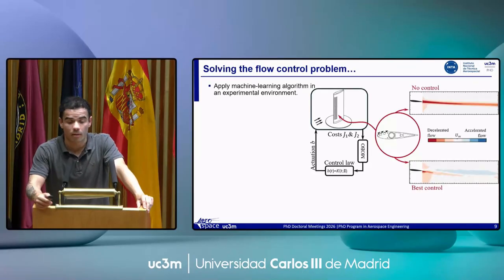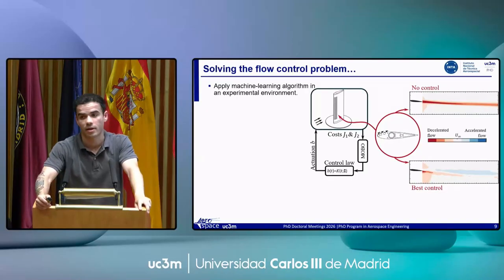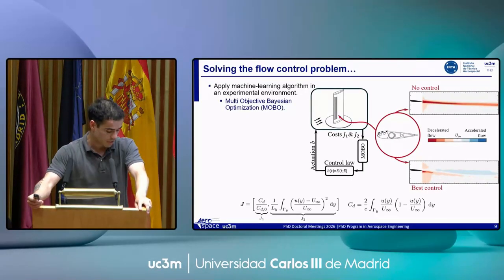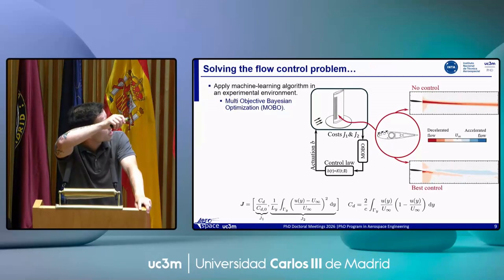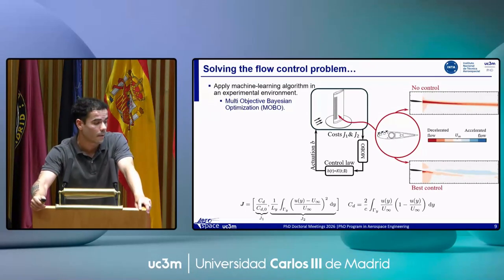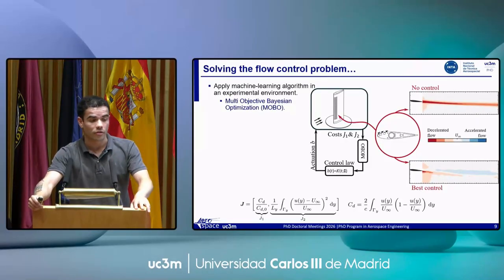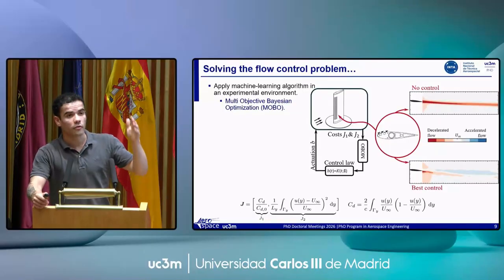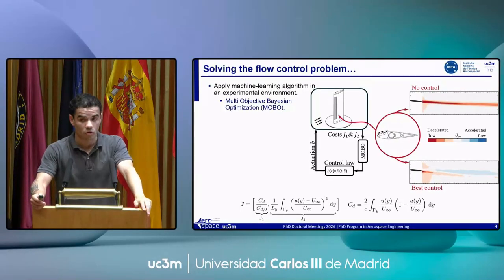In order to find these parameters, we are going to use machine learning algorithms in this experimental environment, specifically multi-objective Bayesian optimization. We are going to optimize 2 cost functions, J1 and J2. J1 will account for drag reduction, promoting thrust generation, and J2 will focus on creating a wake most similar to the free stream condition.